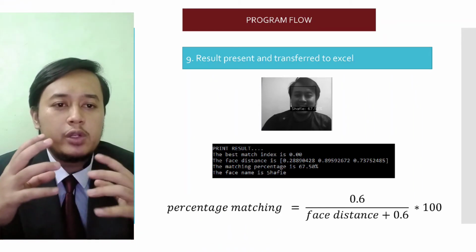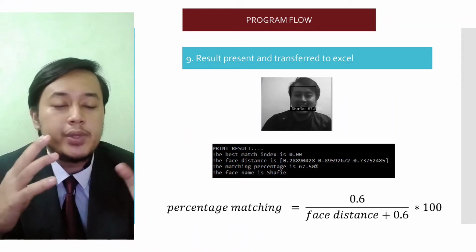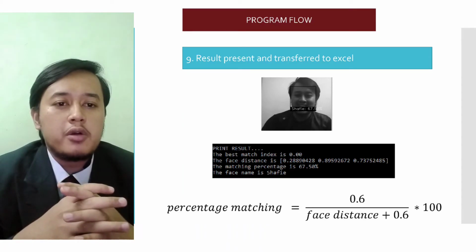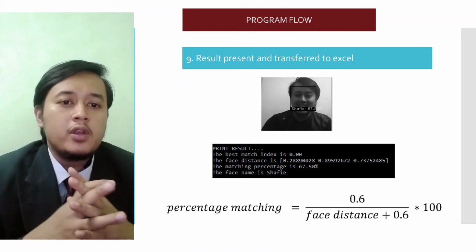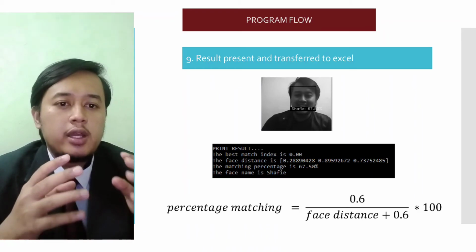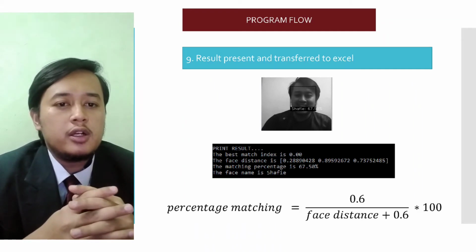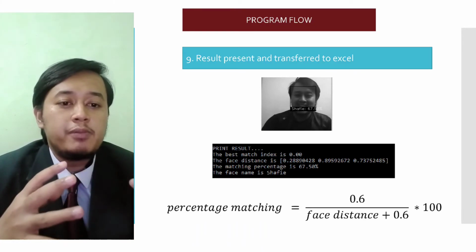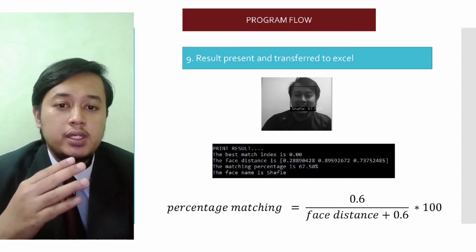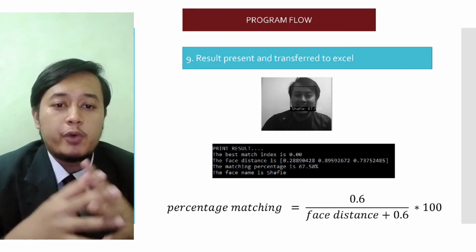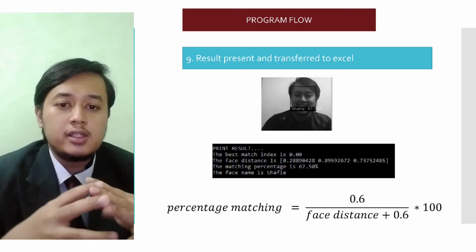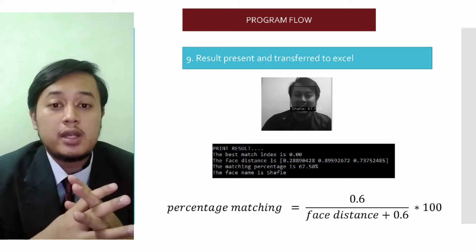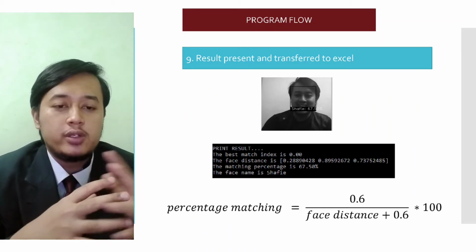Then continue with the result. The program will print the result and it appears on the screen on the camera, and on the command prompt, which shows the best match index, the face distance, the matching percentage, and the face. The matching percentage is calculated using this formula: 0.6, which is the tolerance, over face distance plus 0.6, times 100 to get the percentage.